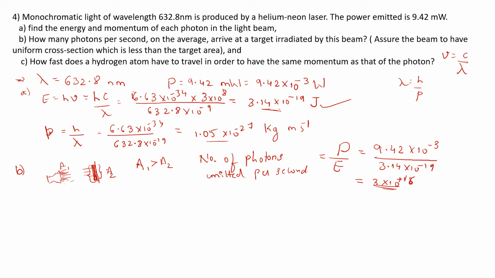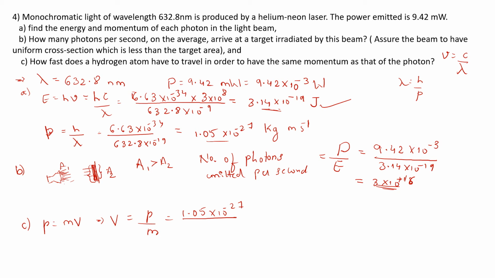The third one is how fast does a hydrogen atom travel. We know the momentum formula is m into v. What is v? Velocity. This is what we need, how fast it is going. Velocity is equal to momentum divided by mass. Momentum we found here, that is 1.05 into 10 raised to minus 27. What is the mass they have given here?